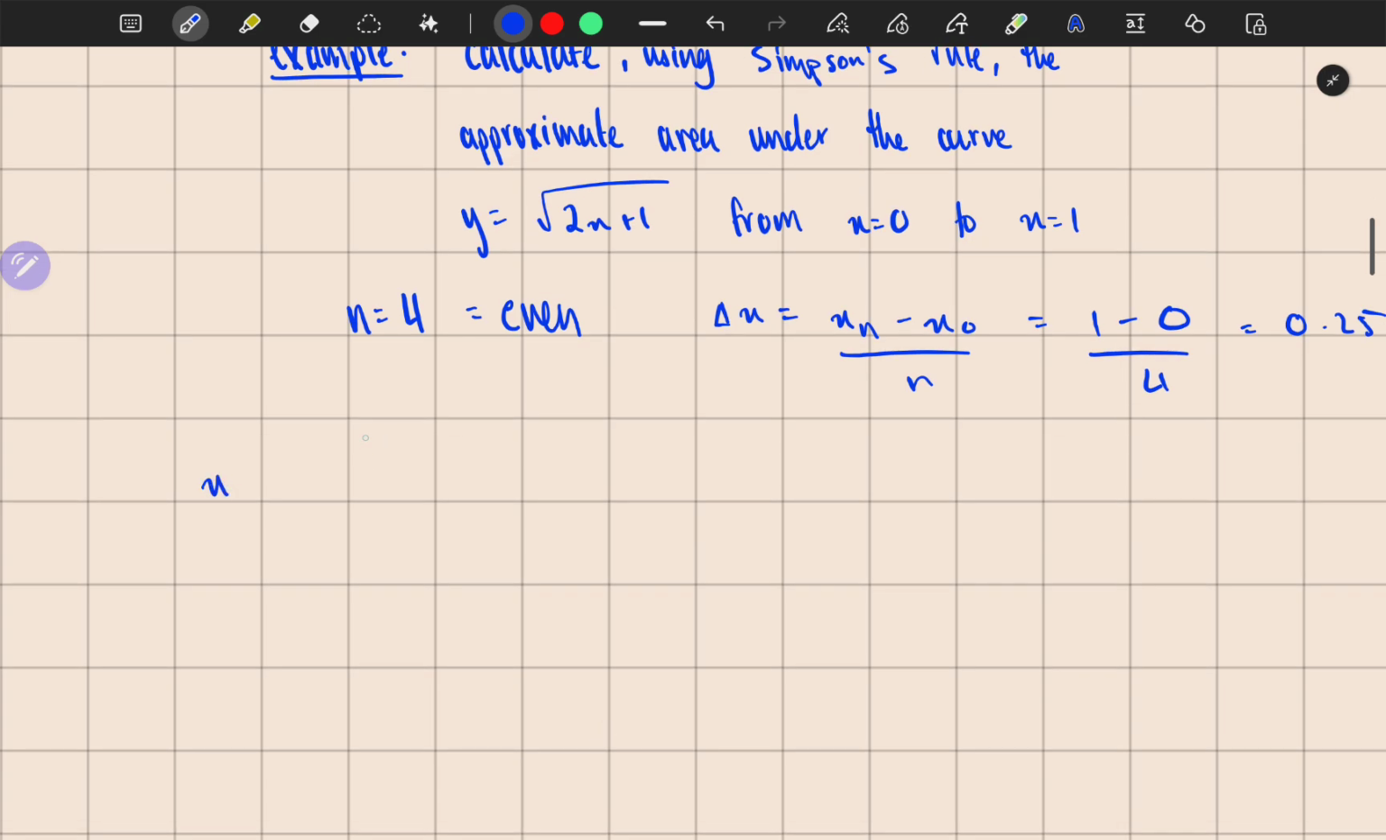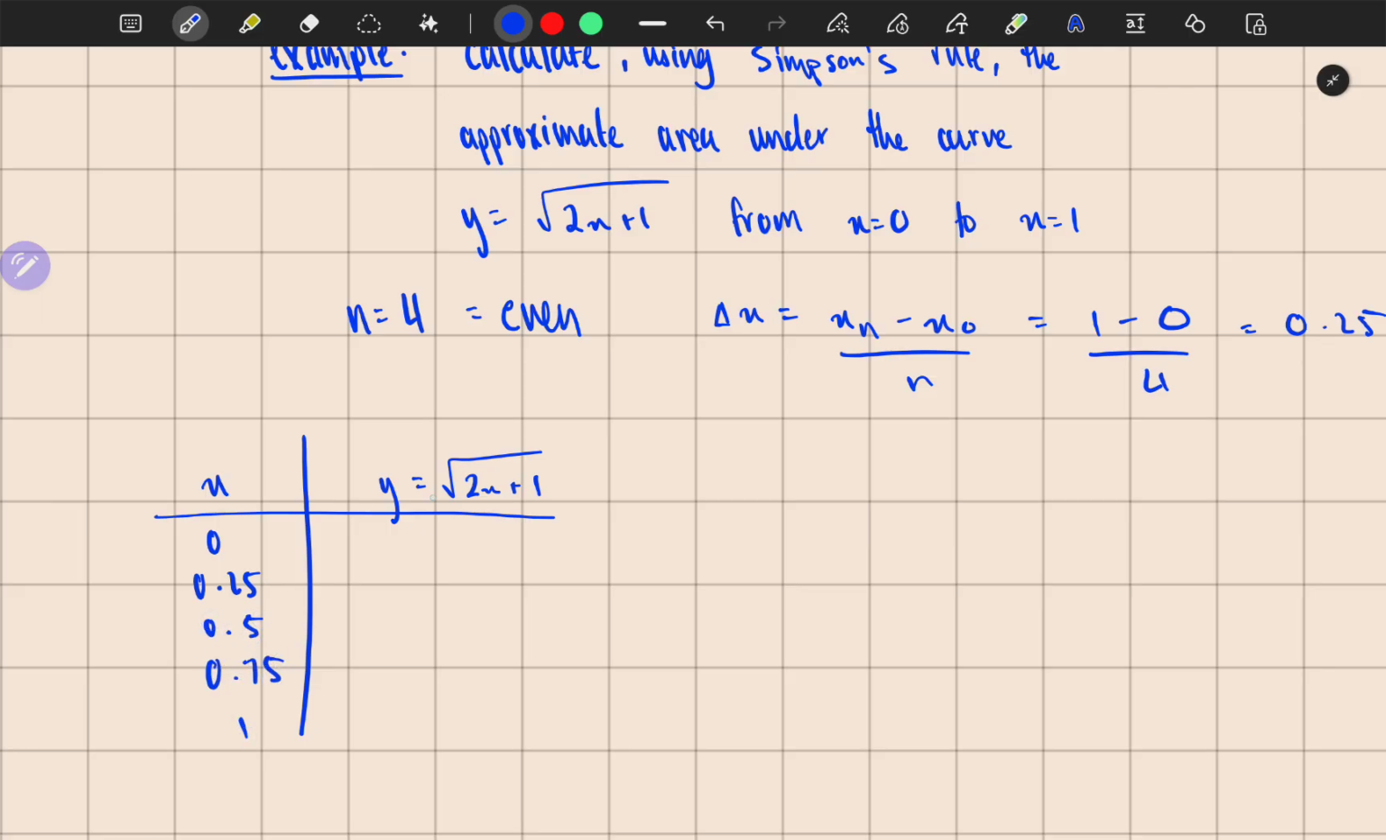So again, you're drawing your table from x and then y, which is square root 2x plus 1, which you're going to construct the exact same table as before. So at x equals 0, and then the next interval will be at 0.25, next one at 0.5, next one at 0.75, and 1, which gives you the exact same values: 1, 1.22, 1.41, 1.58, and 1.73.